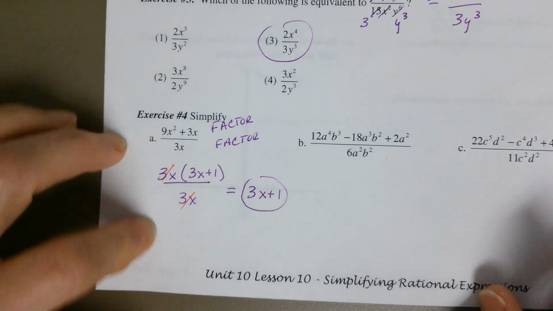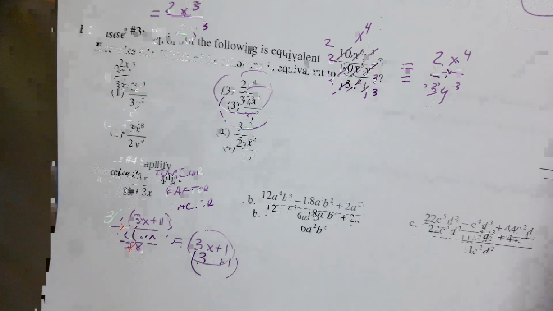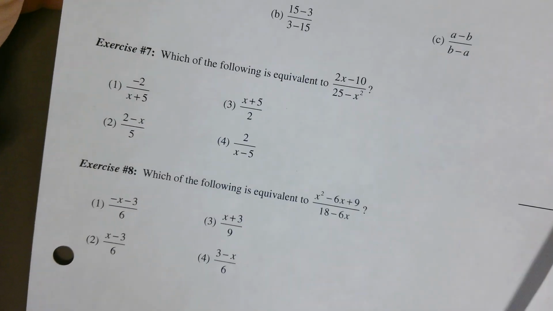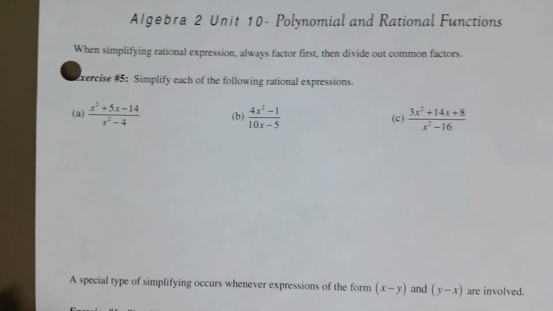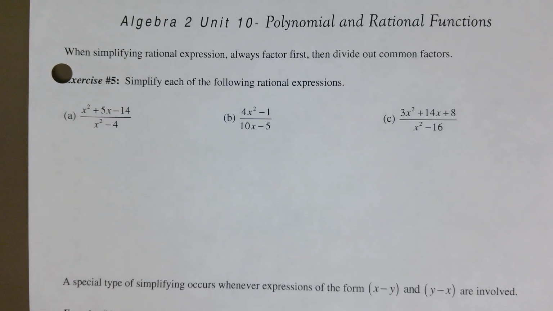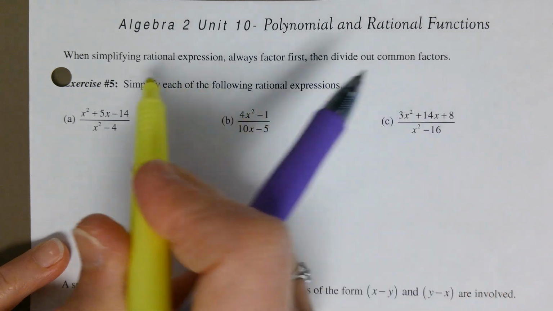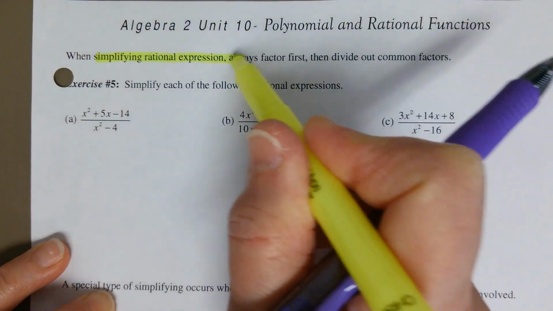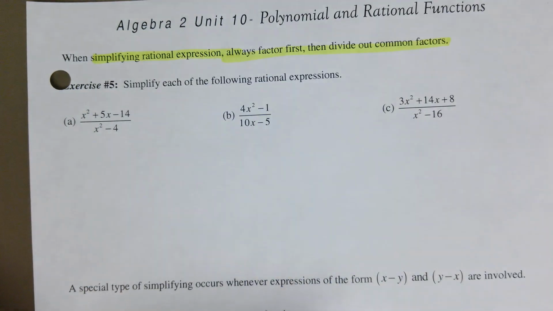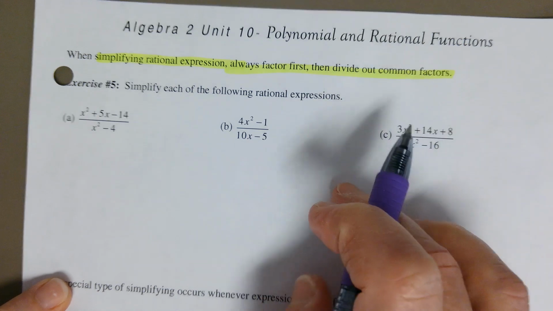For time purposes, I'm going to skip B and C and go on to page 300. Again, it can't be stated enough: when simplifying a rational expression, always factor first, then divide out common factors. And these are common factors to the numerator and denominator.